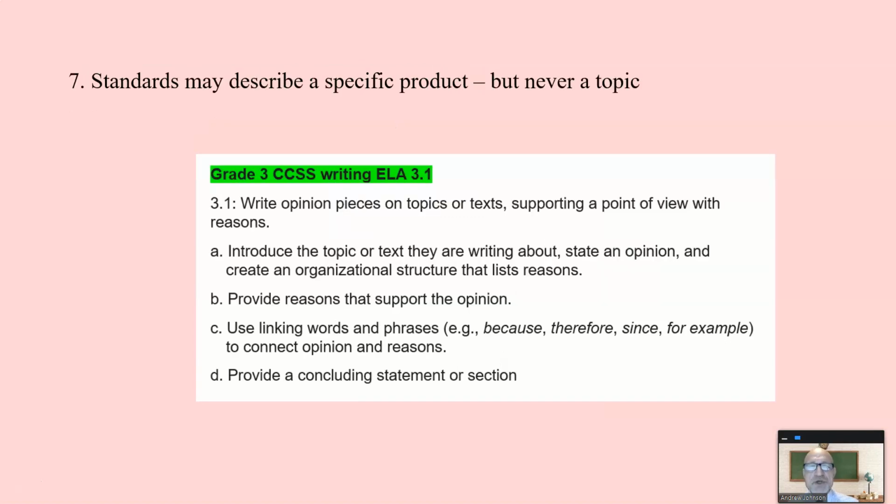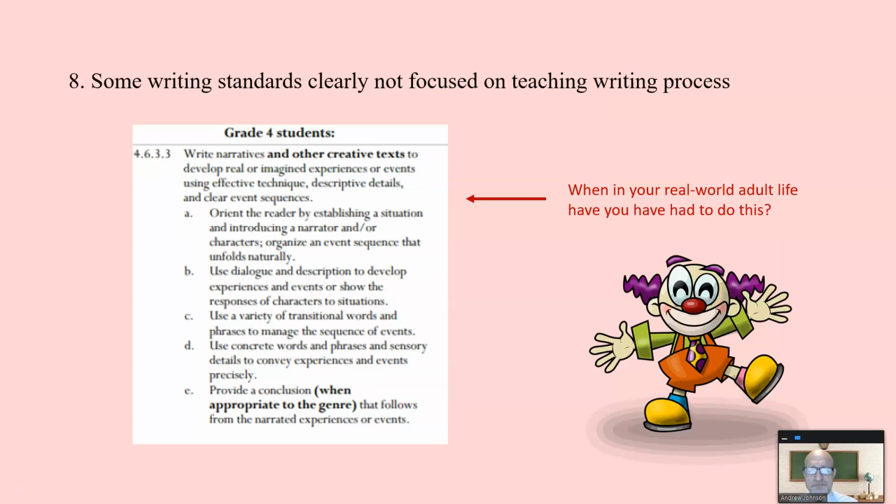Well, standards may describe a specific product, and I'm looking at standards related to writing. They describe what the end product is, but never the topic. So yes, students have to write an opinion piece on topics or texts. It doesn't say what that topic or text is, and we must always keep that in mind, especially with writing. It does not define a topic, just what the end product is. So, being good teachers, we're going to find topics that engage our students. The topic is wide open.